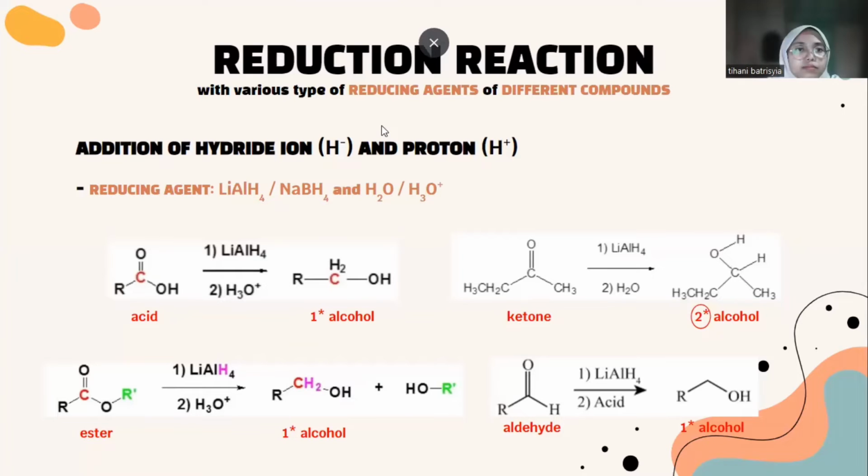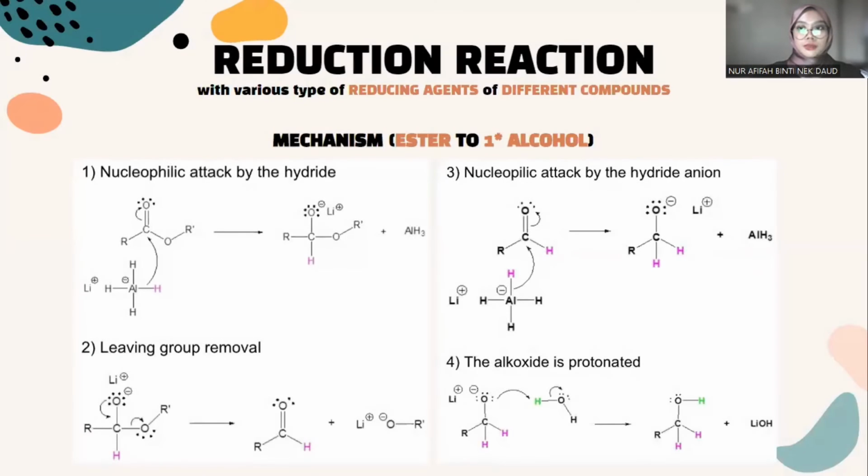Carboxylic acid, ester, and aldehyde will be reduced to form primary alcohols. Meanwhile, the ketone is the only carbonyl compound that will be reduced to form the secondary alcohol. Next, here is the mechanism of ester to form the product of primary alcohol.